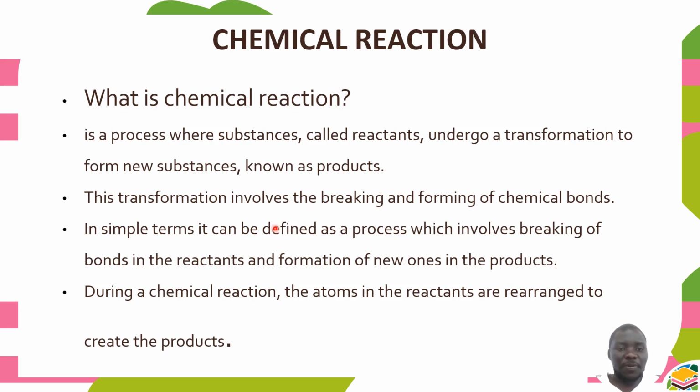So it can also be defined in simple terms as a process which involves breaking of the bonds in the reactants and formation of new bonds in the product. All these mean what happens during chemical reaction. During chemical reaction, the atoms in the reactants are rearranged to form the product. No atom is going to be destroyed here. What happens is that the bonds are broken, and as the bonds are broken, they are rearranged to form new bonds, which are the products.